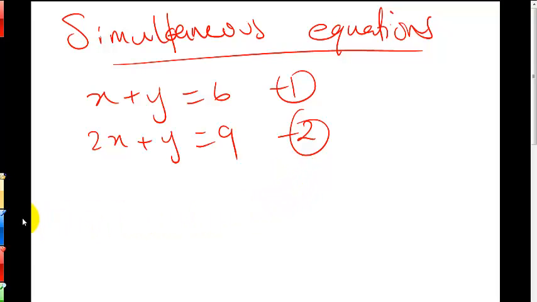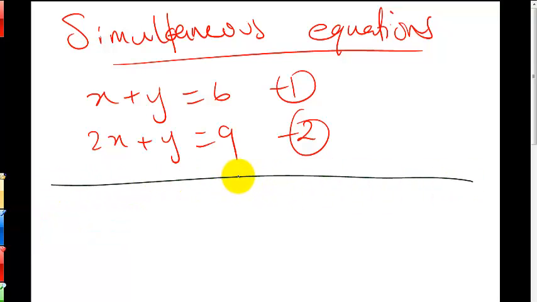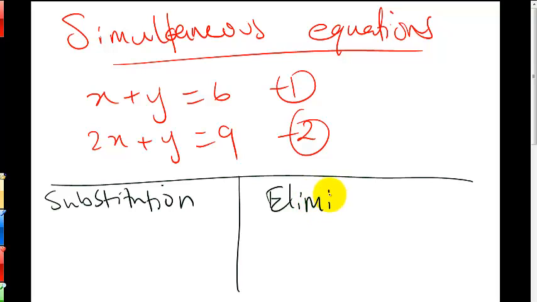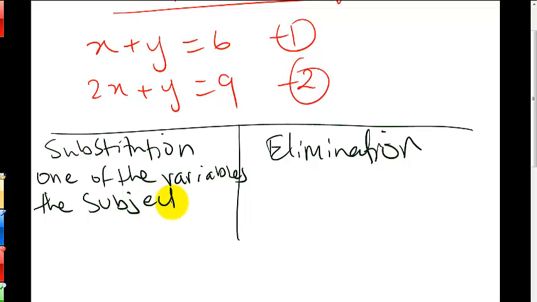Now, in simultaneous equations, you have 2 methods. The first one is called the substitution method, and the second one's called the elimination method. To do the substitution method, as the name says, you would like to make one of the variables the subject. You need to understand what that means.